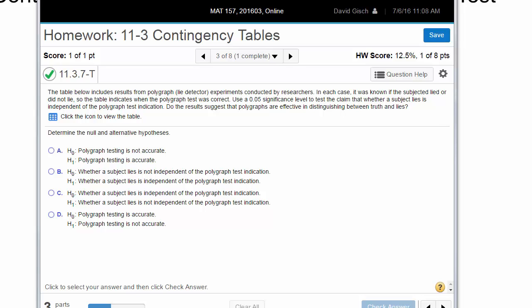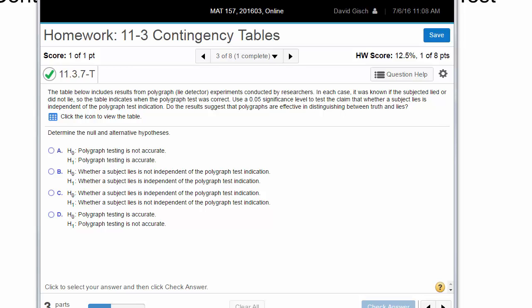All right, let's do a problem with contingency tables, or in other words, a test for independence. If we read this problem, it says the table below includes results from a polygraph or lie detector experiment conducted by researchers. In each case, it was known if the subject lied or did not lie. So the table indicates when the polygraph test was correct. Use a 0.05 significance level to test the claim that whether a subject lies is independent of the polygraph test indication.